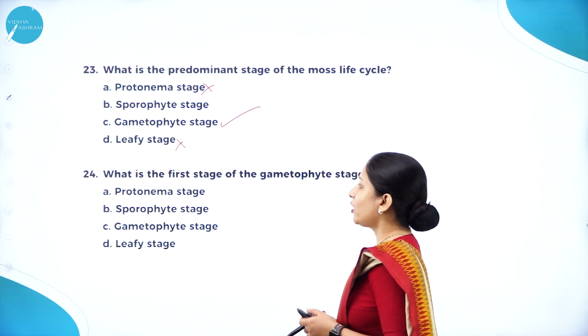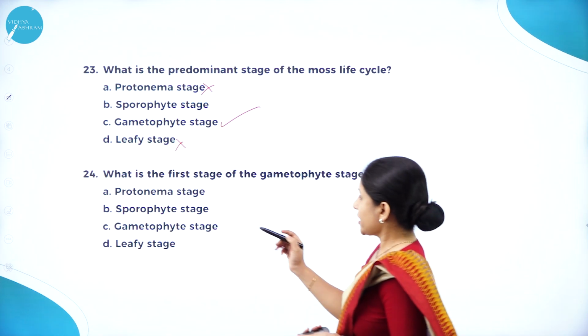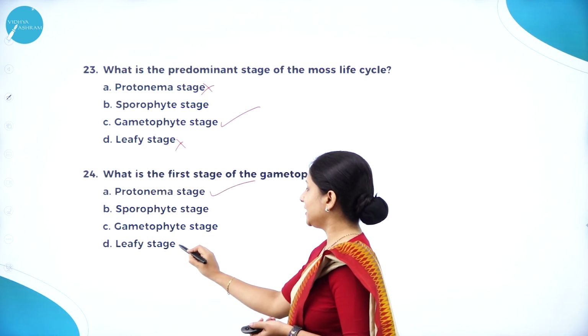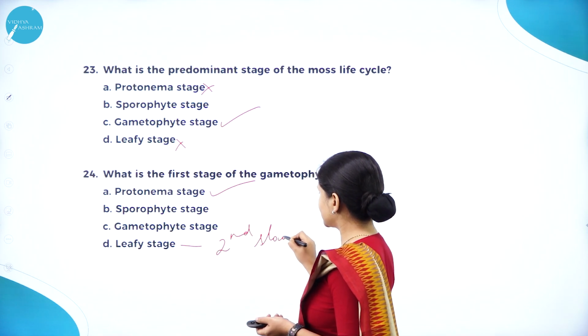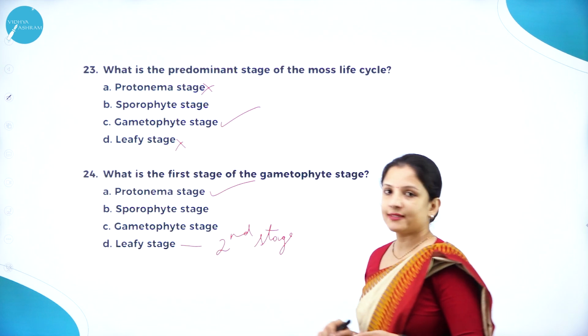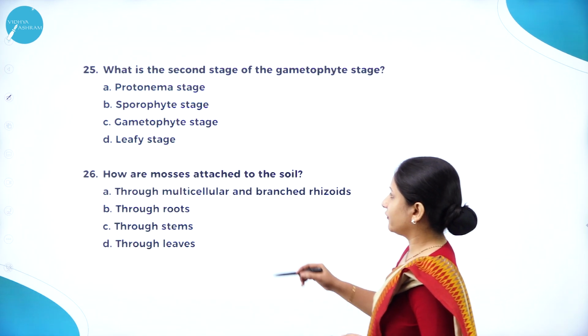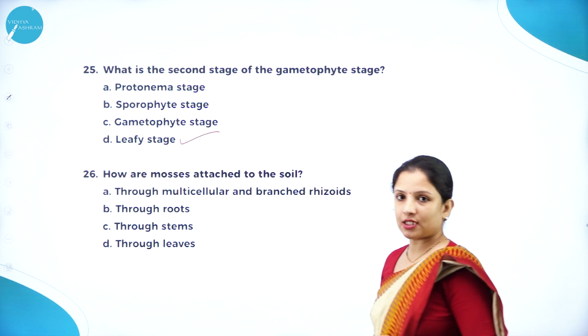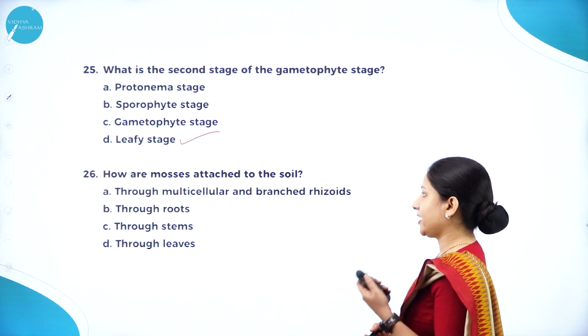Next question. What is the first stage of the gametophyte stage? It is the protonema stage. The leafy stage is the second stage. The first stage is the protonema stage. Next question. What is the second stage of the gametophyte? It is the leafy stage. First stage is which one? Protonema stage. Next, how are mosses attached to the soil?